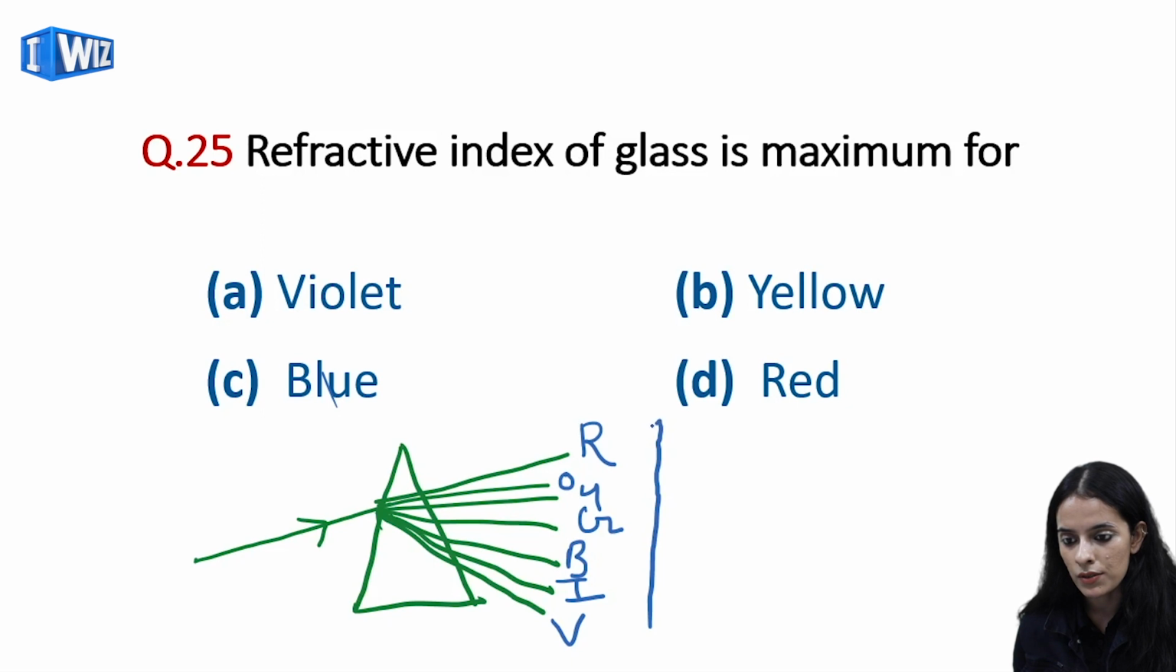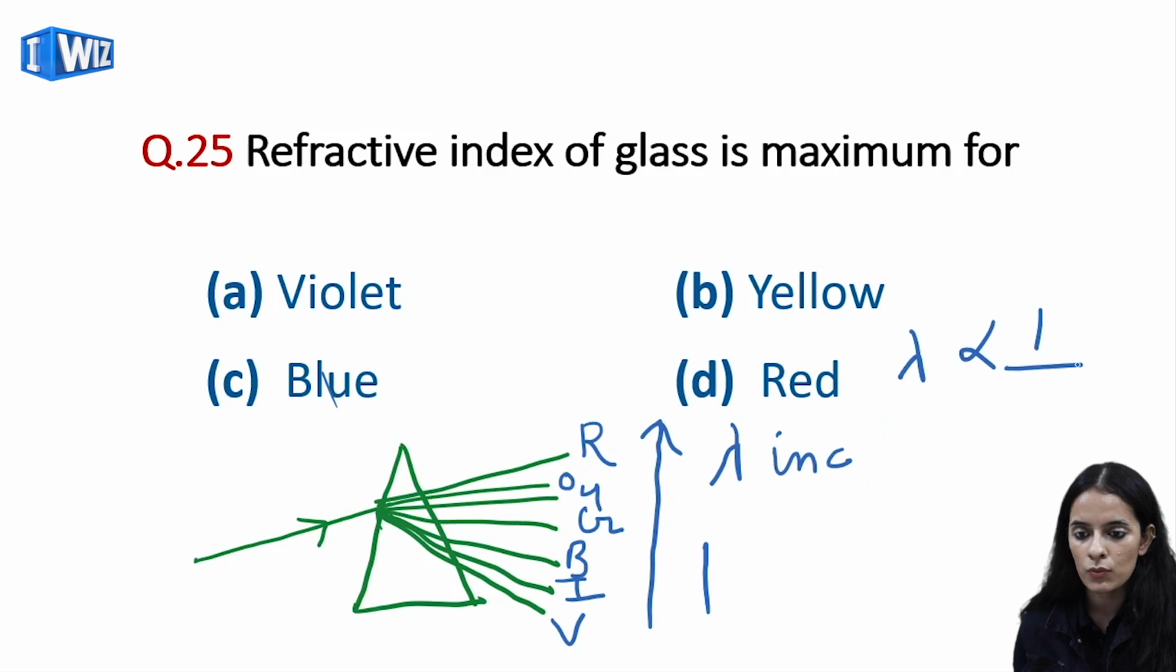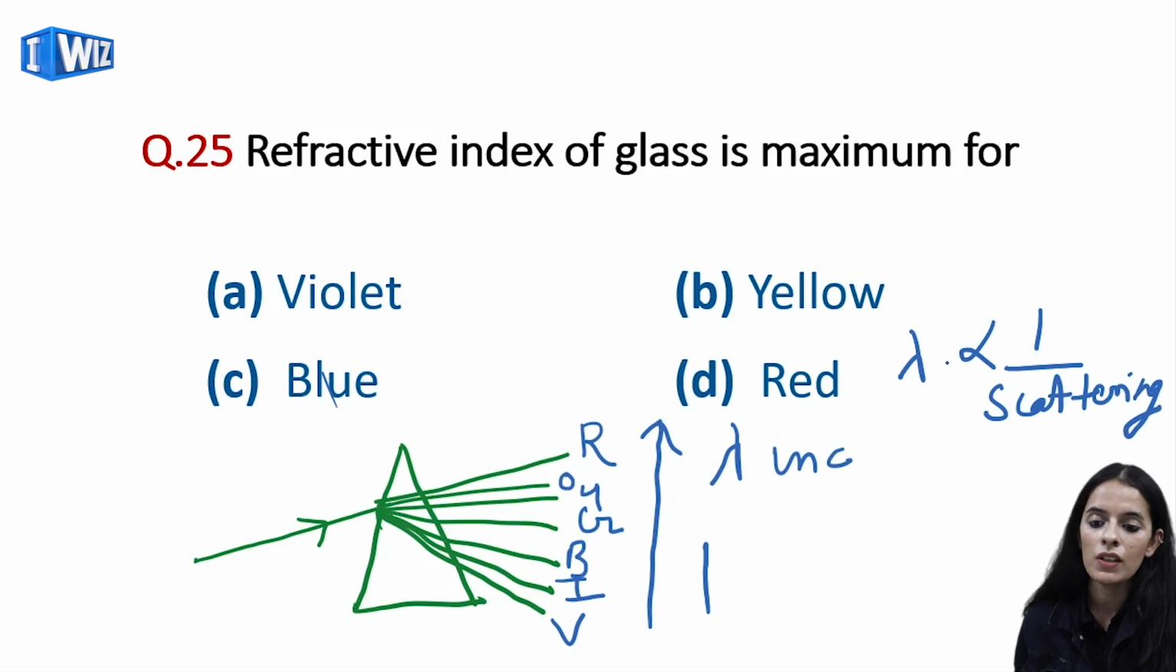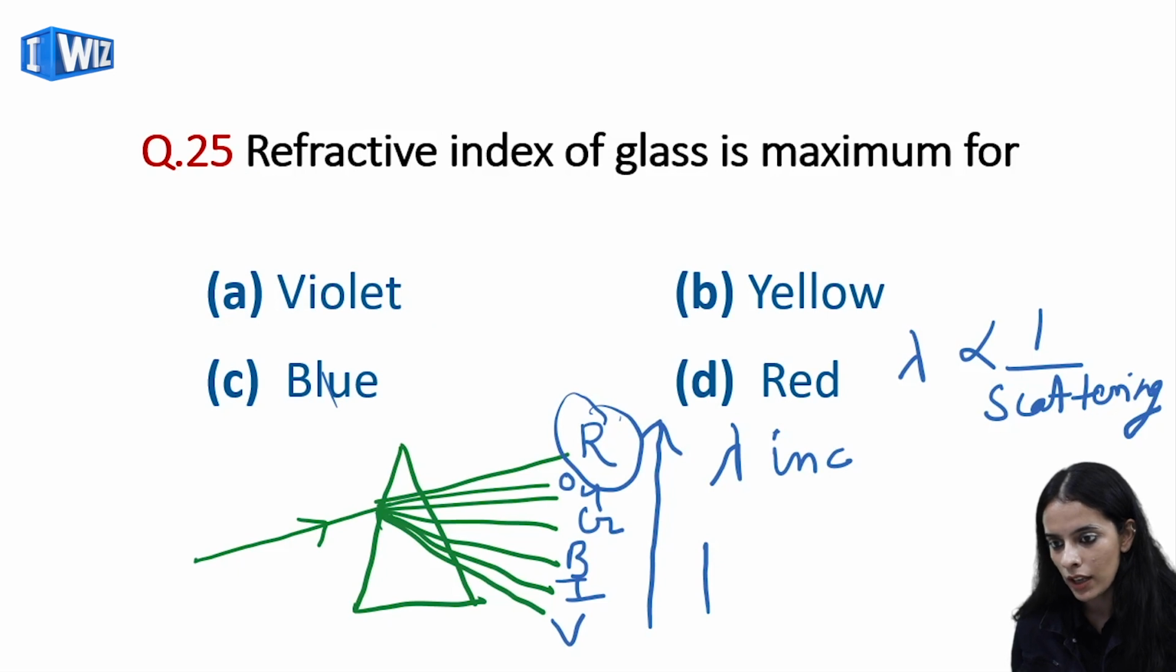As we move upwards, wavelength, which is denoted by lambda, increases, and scattering decreases, because wavelength is inversely proportional to scattering. The more the wavelength, the less the scattering. The less the wavelength, the more the scattering. So the wavelength goes on increasing. Wavelength is maximum for red color and minimum for violet color.